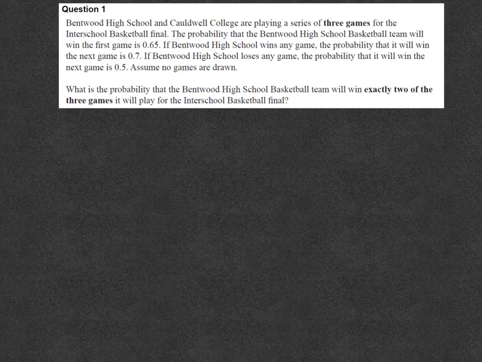Okay, and this particular question here, there's probably a couple of ways you can do it. You can do it just using probability theory, or it's actually quite ideal for making a tree diagram. So let's make a tree diagram here.